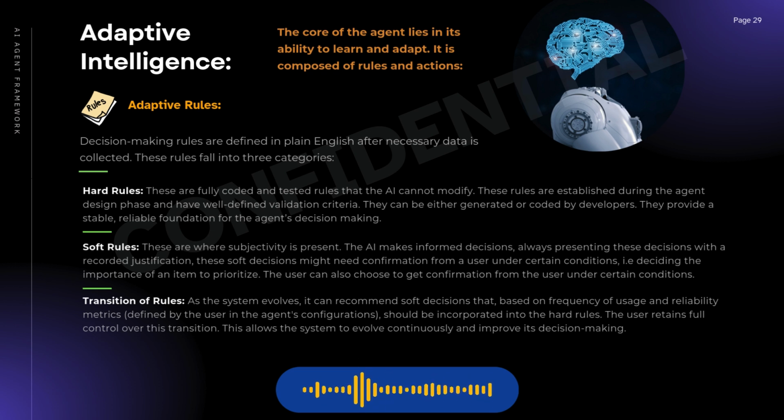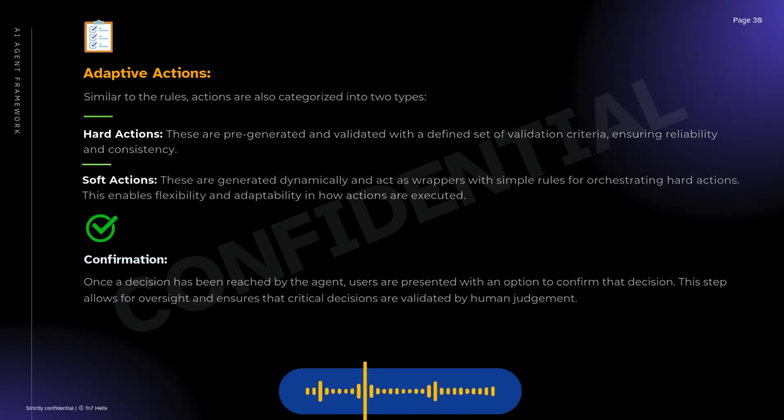Okay, so the agent made a decision based on these rules. Now what? Now it's time for action. That's where adaptive actions come in. Just like with the rules, there are two main types, hard actions and soft actions. Okay, so I'm guessing hard actions are those more predictable, standardized actions. Hard actions are predefined and validated. They ensure that things are executed consistently and reliably.